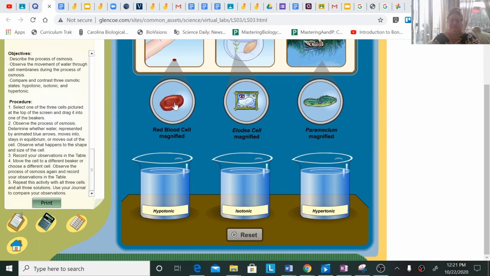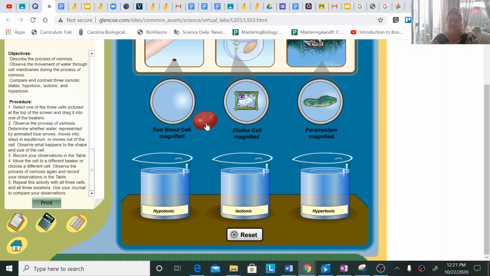So I'm going to drag the red blood cell into a hypotonic solution. And remember, you're going to record what happens. Okay? So did the cell get bigger? Did the cell stay the same? And notice the arrows, did water enter or leave the cell?